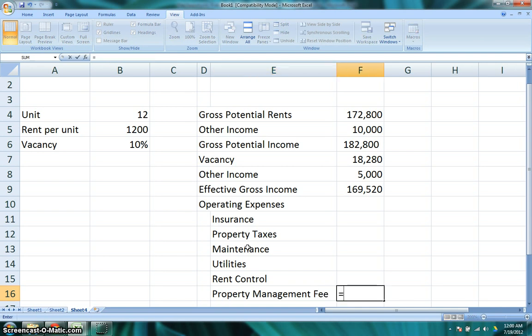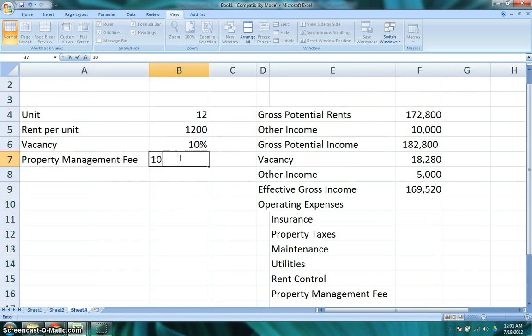Let's assume in this case the property management fee is 10%. So we'll put here property management fee, 10%. So then we'll take 10%, multiply that by our effective gross income. We'll assume that that management fee is based off of the effective gross income, which is good because it means that the property management company has an incentive to keep the vacancy low, the occupancy high, because they'll get more money if they can do that, because the effective gross income would be higher.